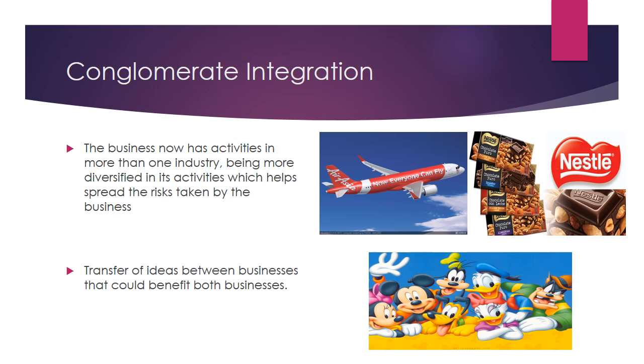So conglomerate integration is where a business is involved in taking over or merging with another in a completely different industry. So this helps you diversify your activities, which reduces the risks of failure. So think about an airline company, a chocolate company merging together, an individual owning an airline company, a chocolate company, and a cartoon company. So, like Walt Disney.